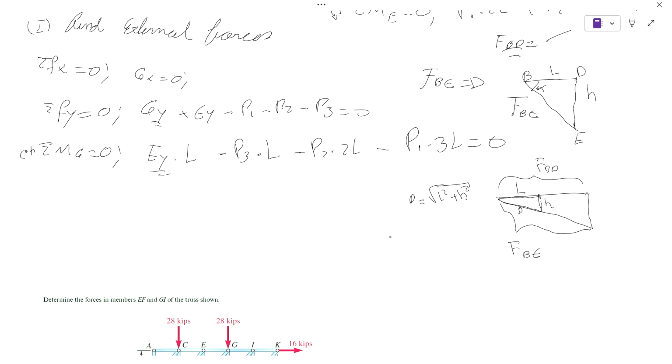And how you do that, remember that you do the ratio between force F_BD over L is the same as the ratio of F_BE over the hypotenuse. This is the simplest way. If you want to do cosine and find the angle, then you can do that too. And then you find your force with the cosine inverse or with sine inverse, or whichever method you prefer.